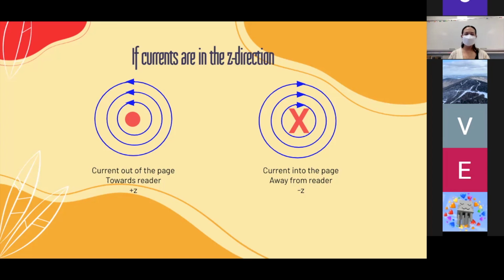So would that be the direction of the current? So red in this case is going to be direction of current, and blue is direction of field. Okay.